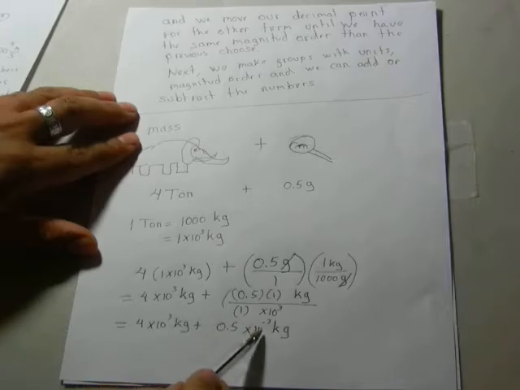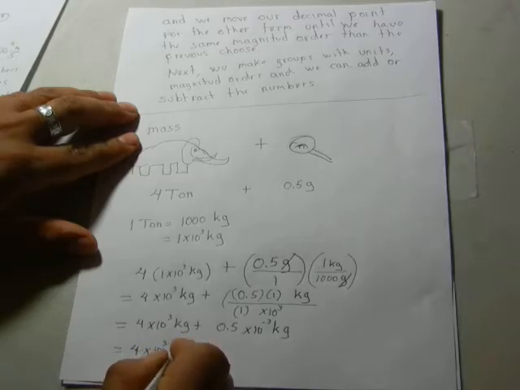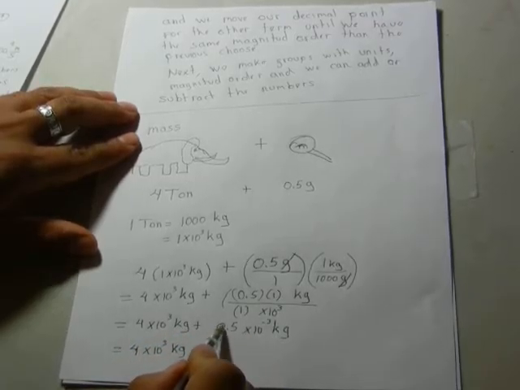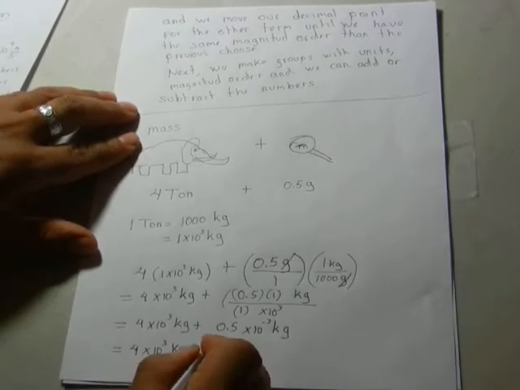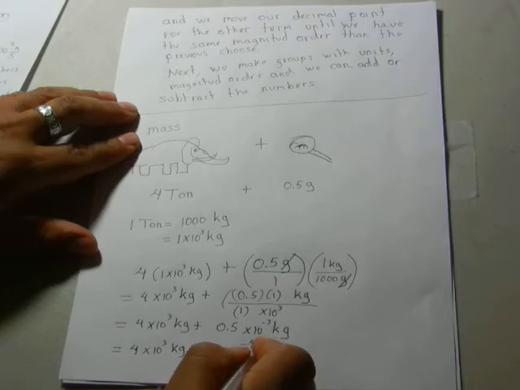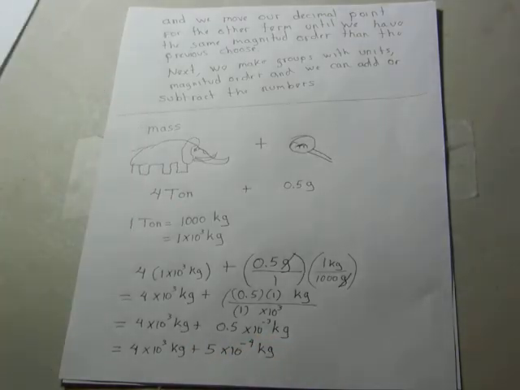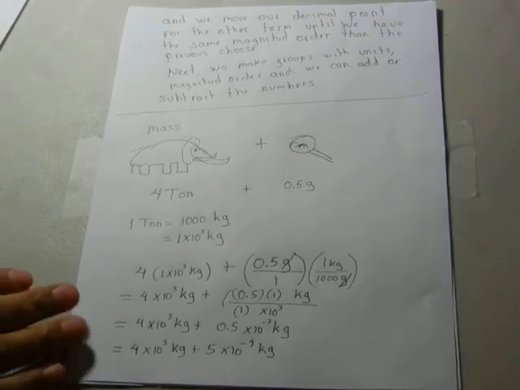Next step, see if you have both in scientific notation. So 4 times 10 to the 3 kilograms is perfect, but this one has a digit different from 1 to 9 to the left, so I need to move my decimal point to the right. So 5 times 10 to the negative 4 kilograms. Okay, let's continue in the problem.